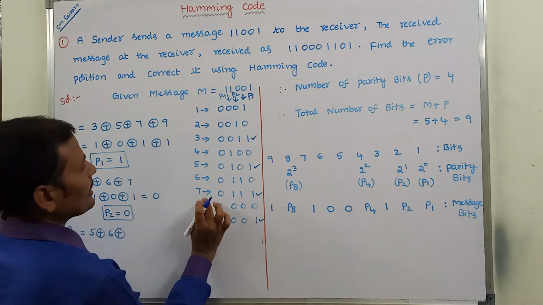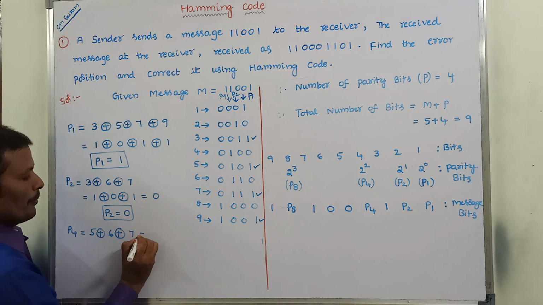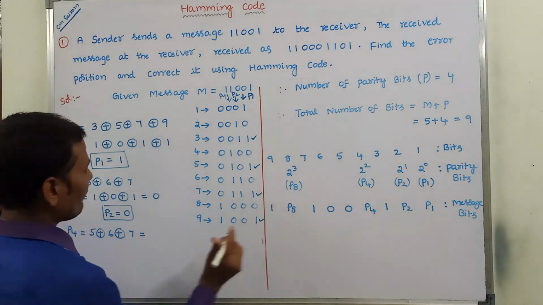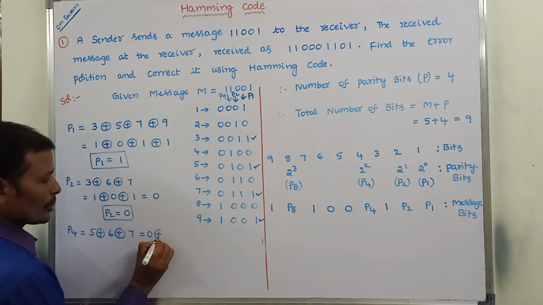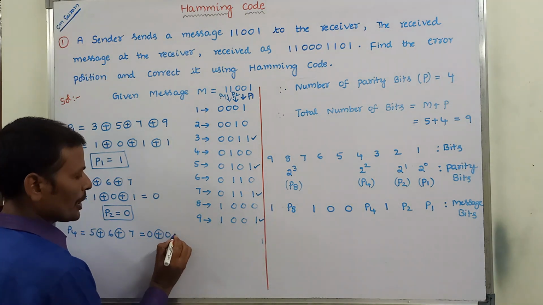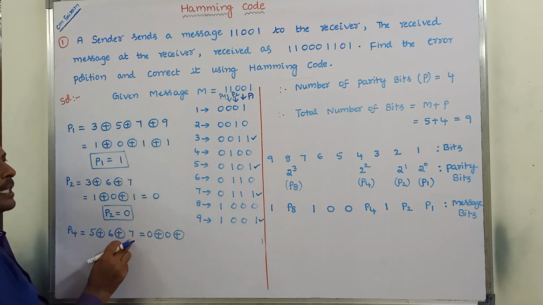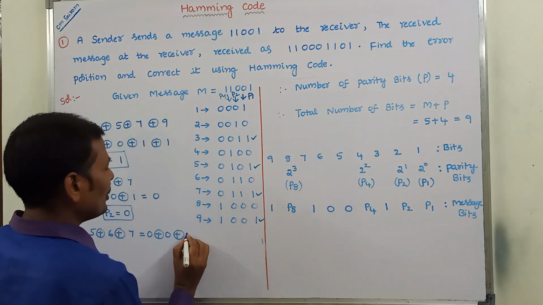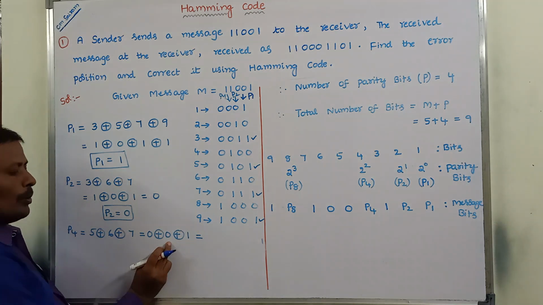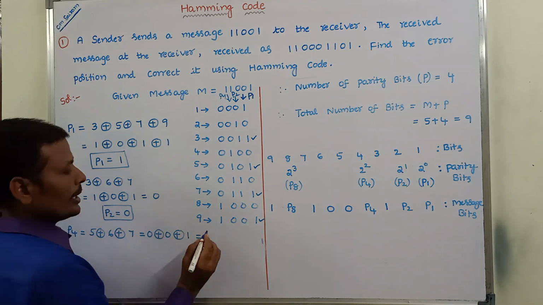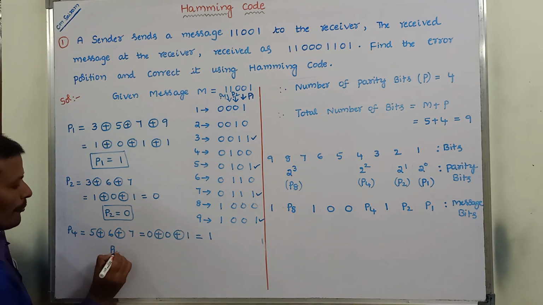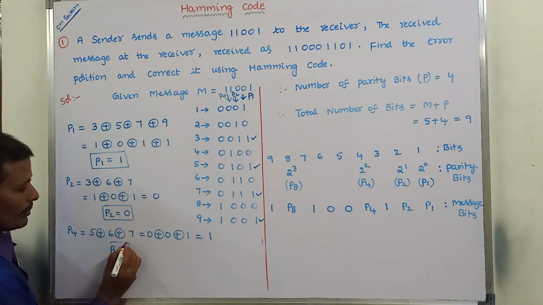1 is there at 7th position. Next, at 5th position, what is the message bit value? 0, exclusive OR. At the 6th position, what is the message bit value? 0. At the 7th position, what is the message bit value? 1. So, 0 exclusive OR 0 is 0. 0 exclusive OR 1 is nothing but 1. So P4 is equal to 1.